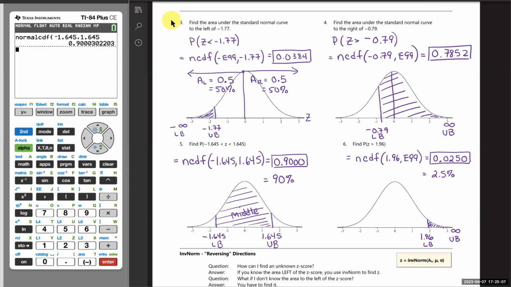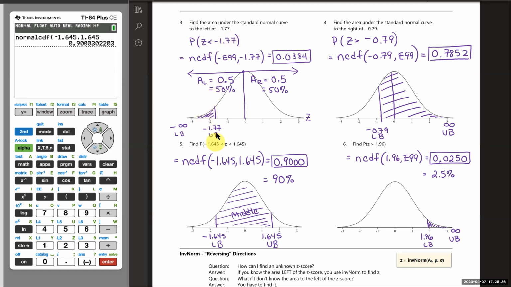So here we have just some more examples of using normal CDF. Rather than going through every one with you in all detail, I'm just going to do some highlights here to summarize what we've done, and we can move forward. The first question here is looking for the area under the standard normal curve, z-scores, standard normal to the left of a number. So probability z is less than a value.